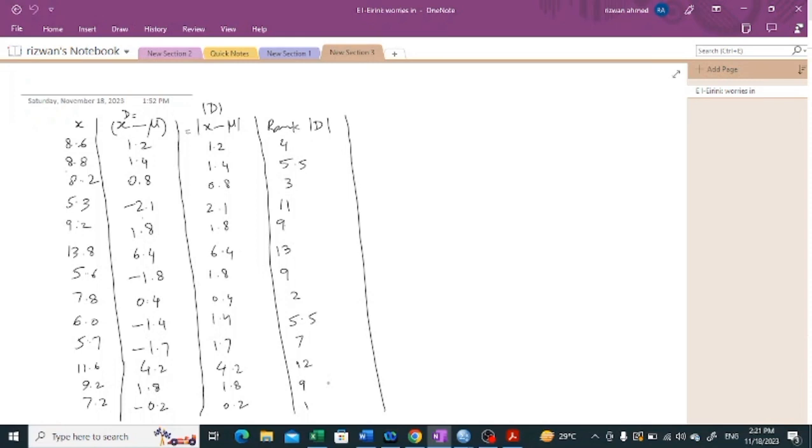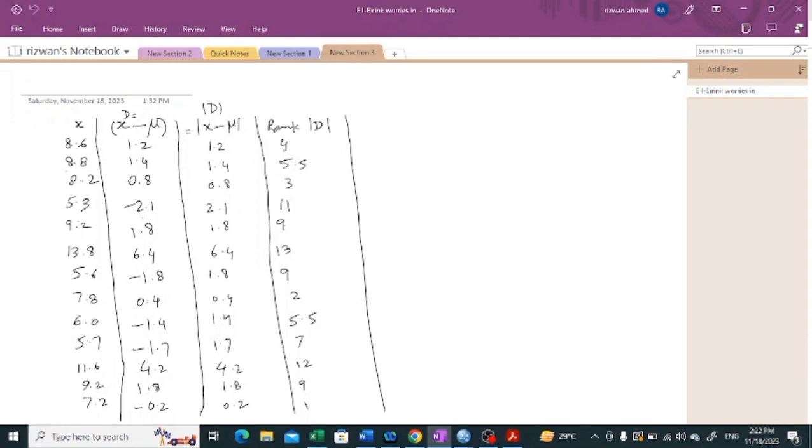The next higher rank would be 11. 11 we have assigned to 2.1. The next higher value is 4.4. We have assigned the rank of 12 to it. And then the highest value is 6.4 with the rank 13. So this is how we rank the data.